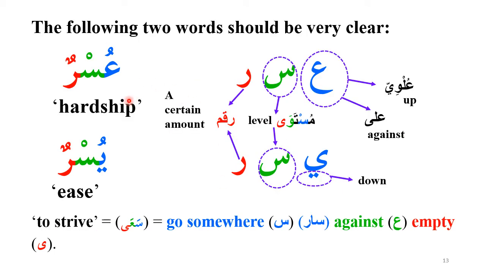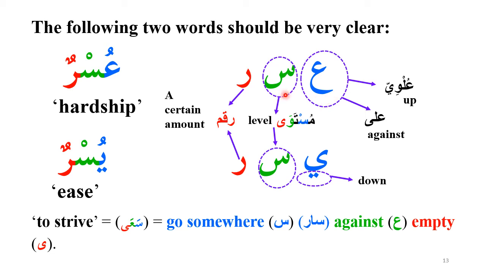Now, finally, I would like to show these two, whose meaning you should be easily able to figure out. 'Usrun and yusrun. 'Usrun means hardship, because the ain means up, going up. Going up is difficult, and the two dots when they're down means going down. Sara, of course, means going somewhere. And in this case going up is difficult, but going down is easy. Ease and hardship.